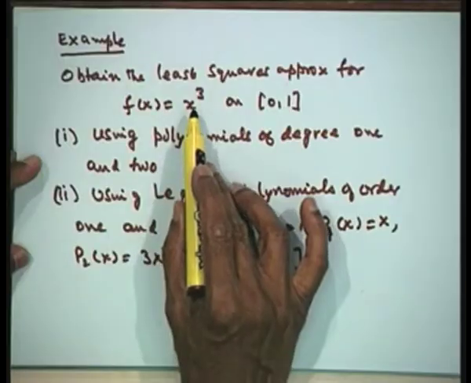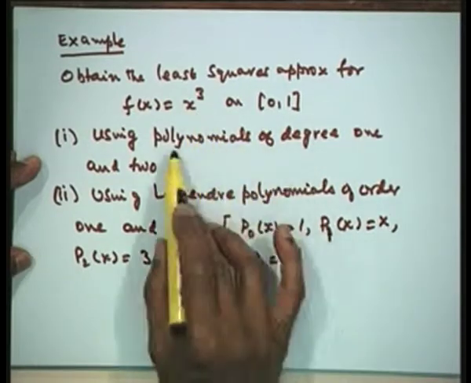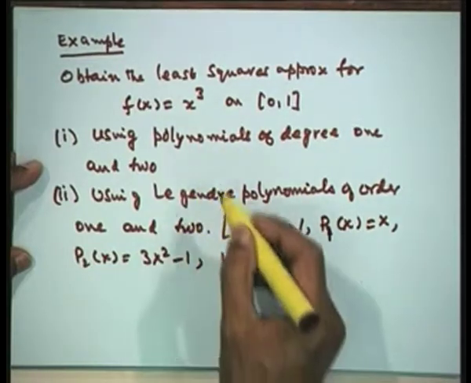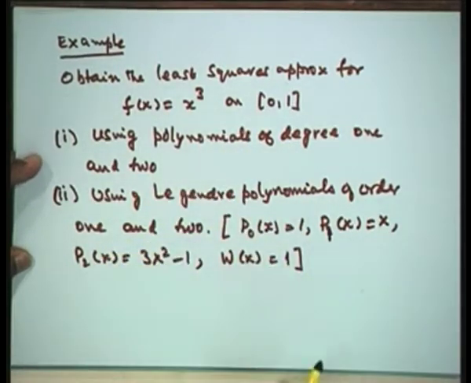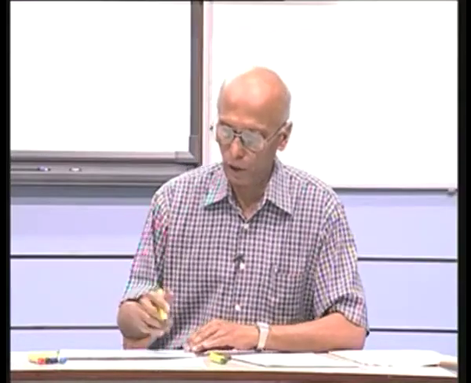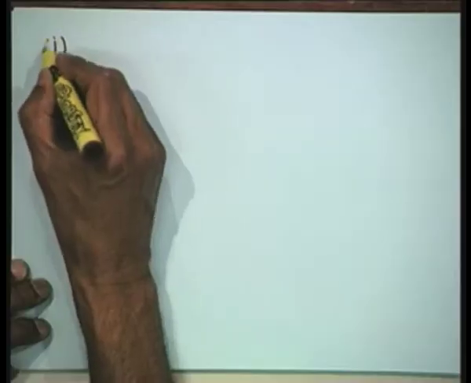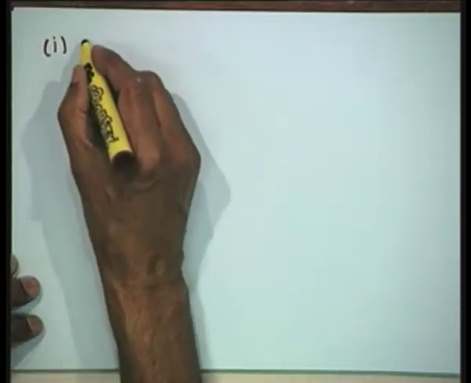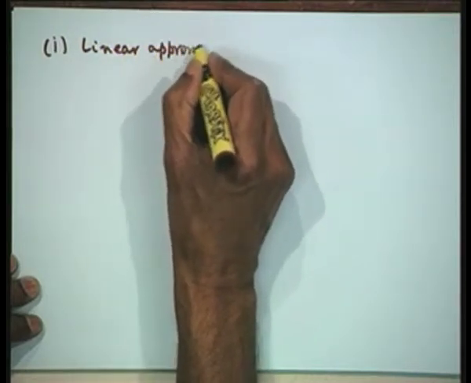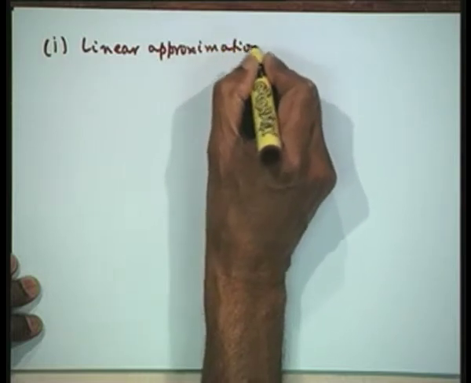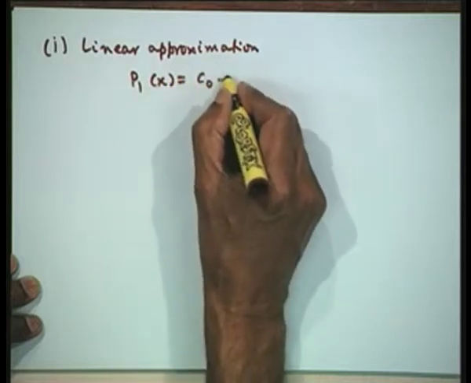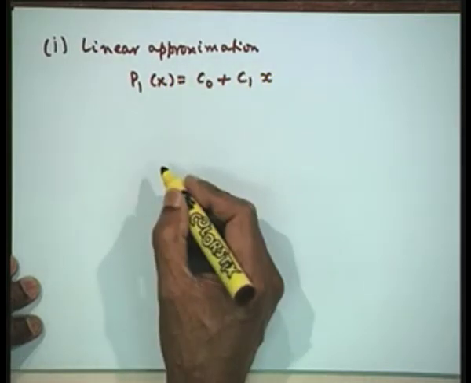Now, here a continuous function is given to us. I would like to first of all approximate it by simply polynomials of degree 1 and 2. Then I would also do the same thing by using the orthogonal polynomials, that is your Legendre polynomials. Let us now first take the first part of it. Now, we need the linear approximation first. Therefore, we are writing P 1 x is equal to C naught plus C 1 x.